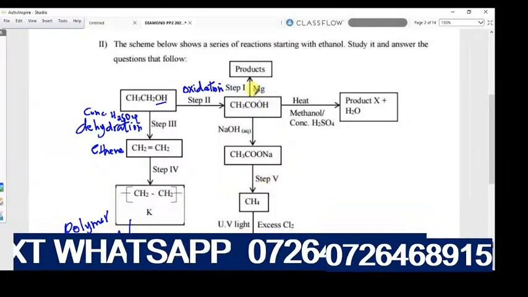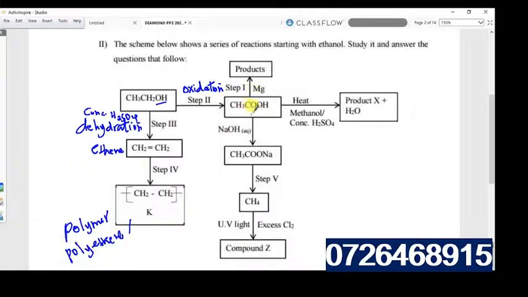Now let's go to step 1. This is ethanoic acid. Ethanoic acid reacts with magnesium to form products here. So this is an acid, remember? An acid plus a metal is going to form a salt plus hydrogen gas. So the products here are a salt plus hydrogen gas.